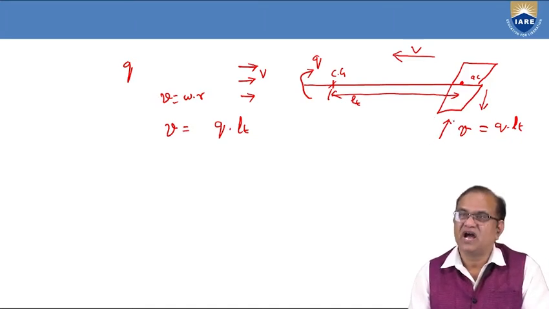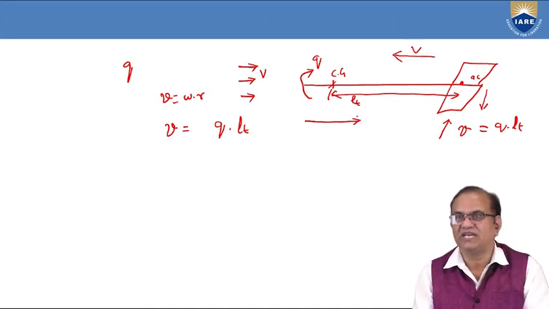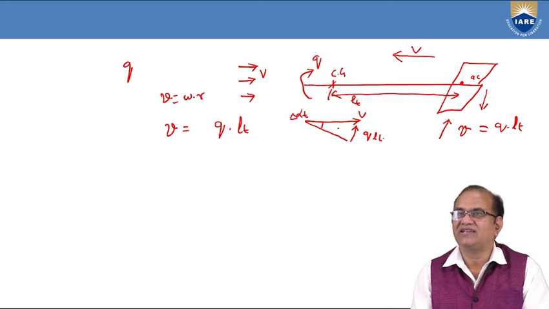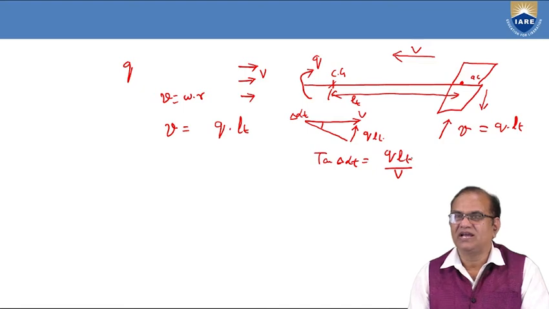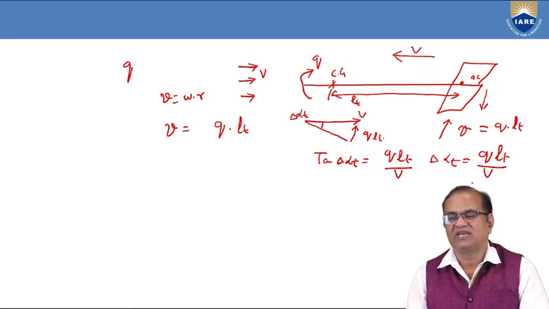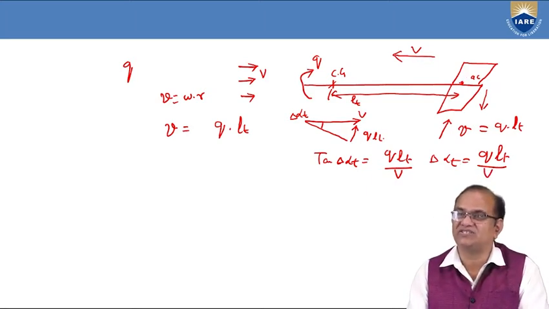Now this is upward, so this is the relative wind v, and this is your QLT. So what is this angle? This is called delta alpha, and this is due to the tail. Due to the pitching motion, we got the additional angle of attack, and tan delta alpha t is equal to QLT by V. So for a small angle, we can make delta alpha t equal to QLT by V. So this much angle of attack has increased at the tail.